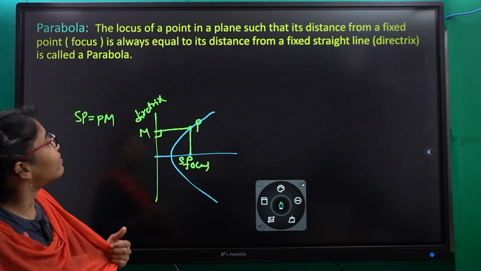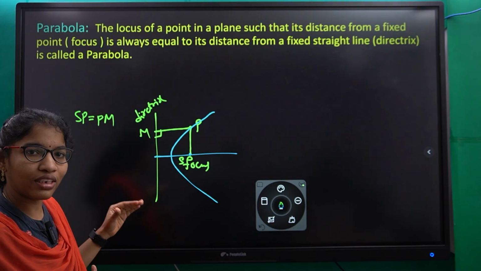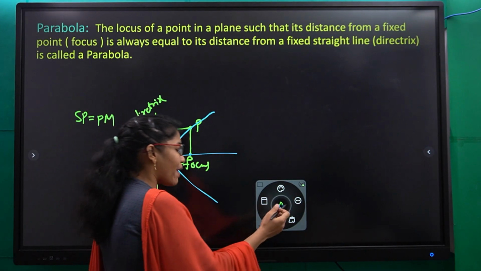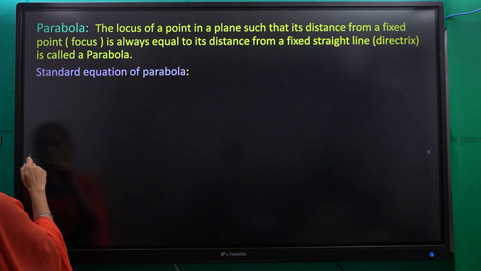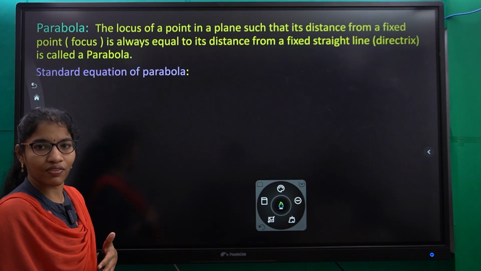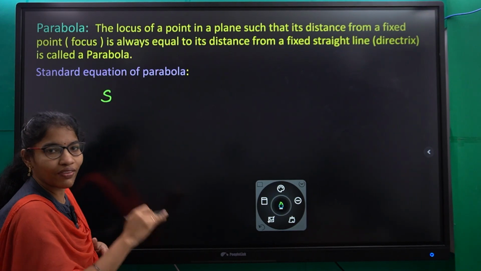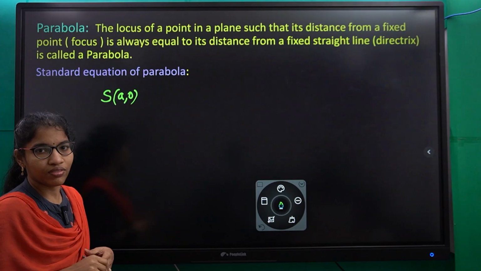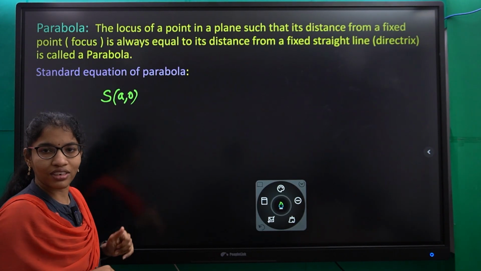Now we will see the standard equation of the parabola. Already we have seen the general equation of the conic, but now we will see the standard equation of the parabola. To understand the properties of the parabola better, we take the focus on the positive x-axis. So the focus point I am taking as a comma 0. Here a I am taking as positive, which means a comma 0 is lying on the positive x-axis.